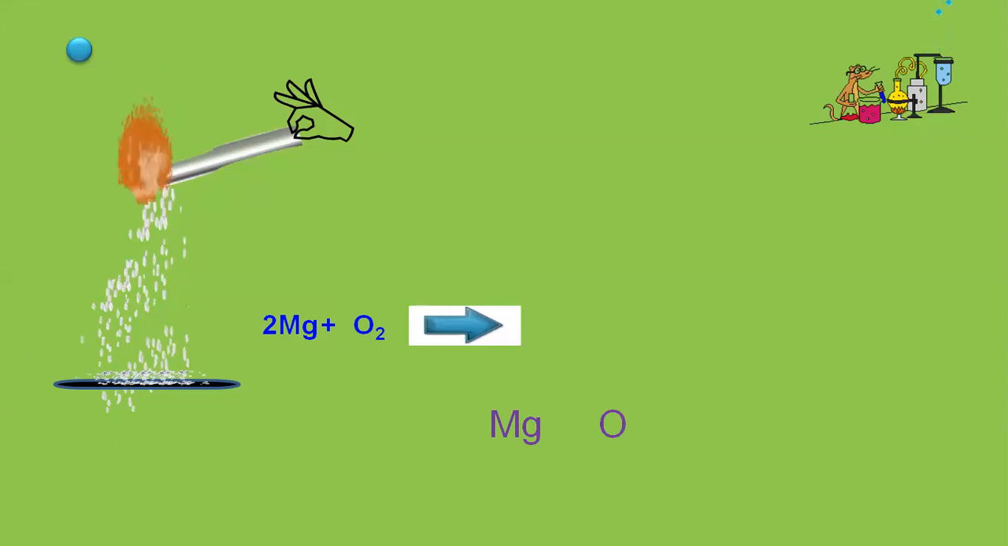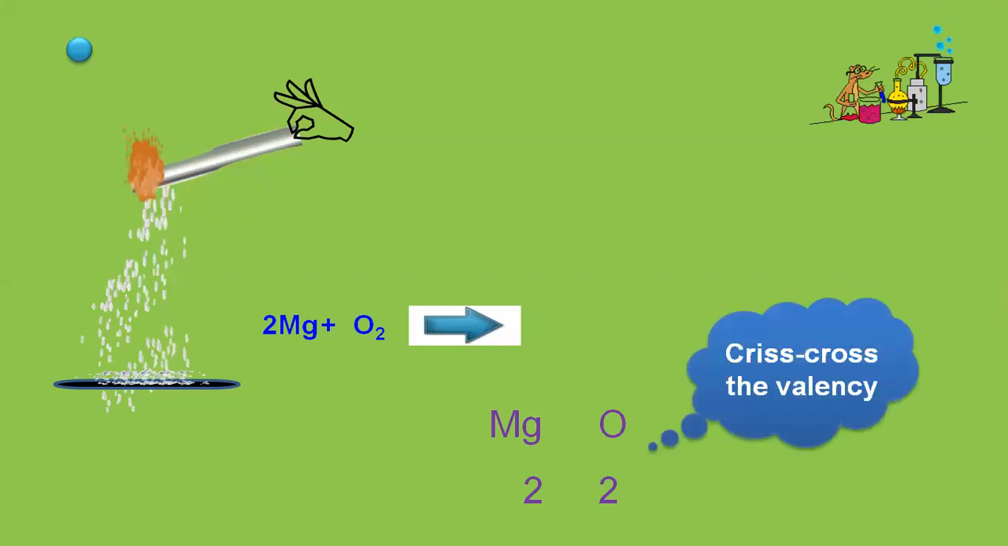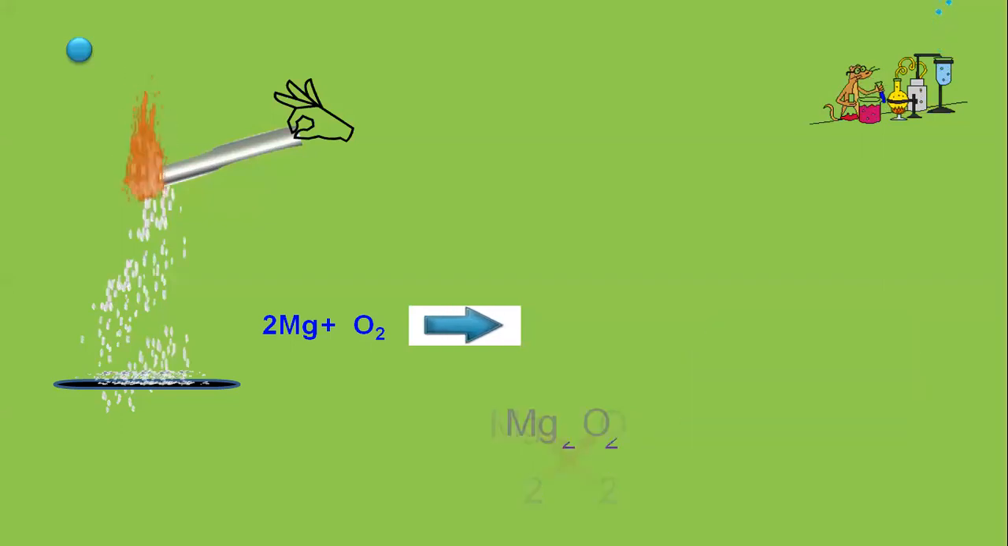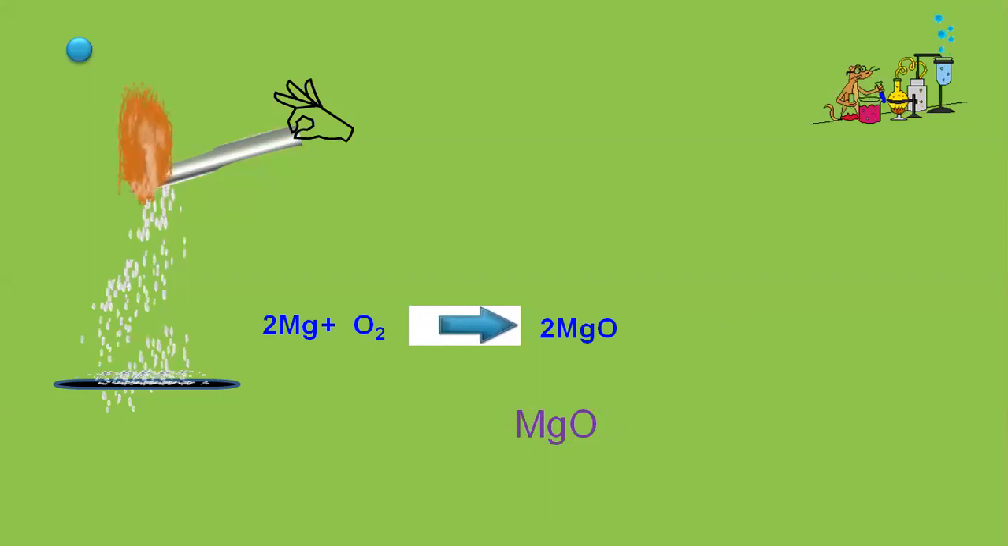The product magnesium oxide, I'm going to write with the help of valency. Like we have seen in the valency chart, Mg has valency 2, O has valency 2. Both the 2s get cancelled and I get the product as MgO. To balance it, I have put 2 in front. The equation shown on the screen, students, is already balanced: 2 Mg plus O2 gives me 2 MgO.